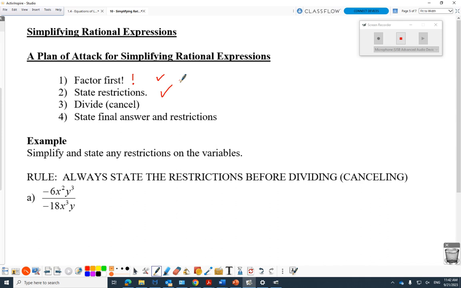Here we go. Always state the restrictions before dividing, because you might cancel out a restriction. So from here on in, you're like, they never mentioned this before. I'm like, I know. You just went ahead and did it. From here on in, you start with restrictions.